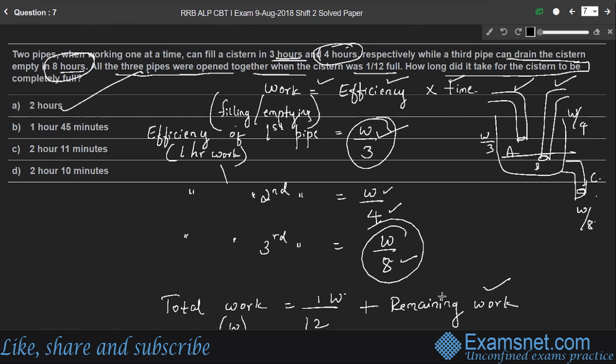So, for example, 1 by 12th part is already filled. In the remaining part, the first 2 pipes can fill the tank, whereas the third pipe continuously empties the tank. Therefore, together they take 2 hours of time to fill the remaining part of the tank. Therefore, option A is the right answer.